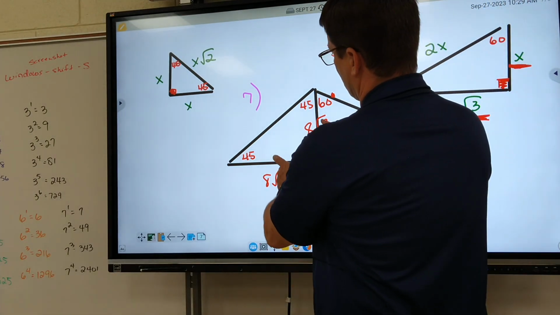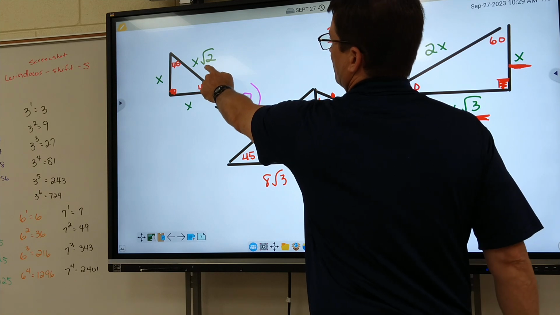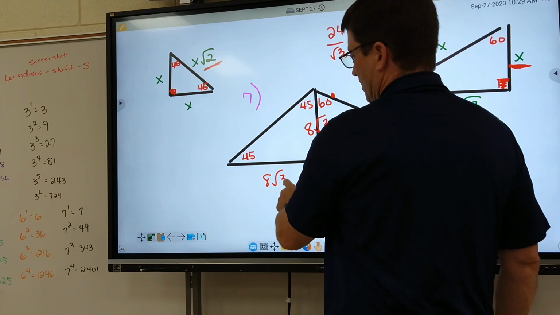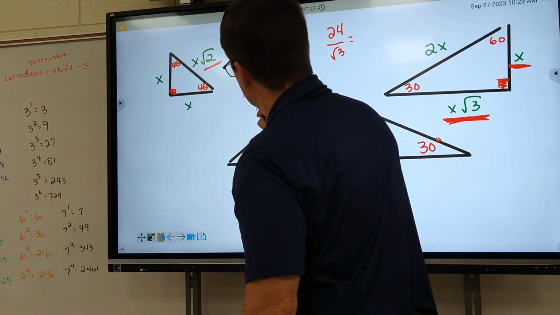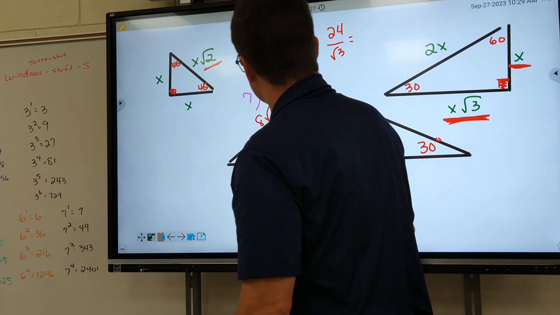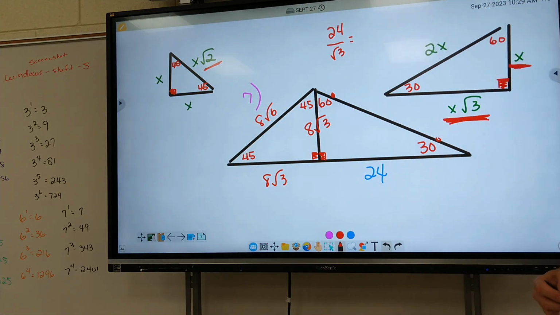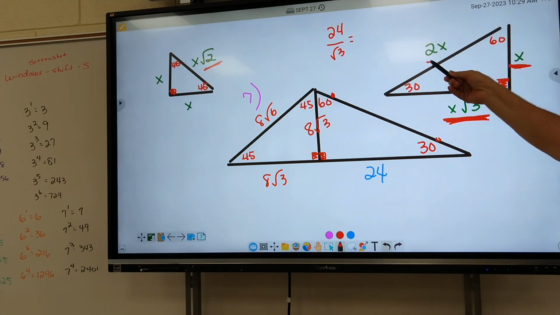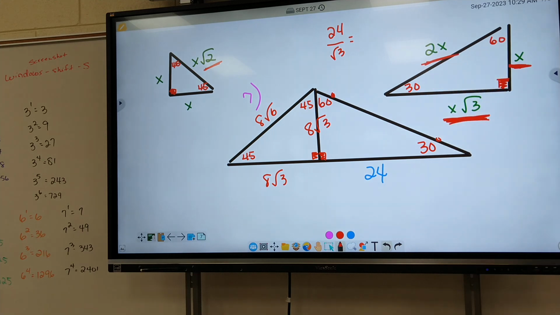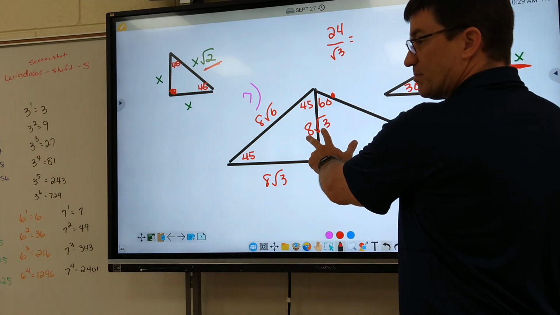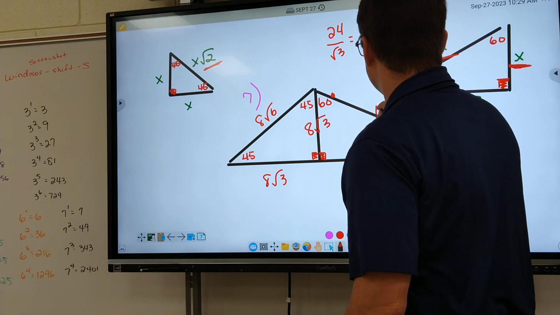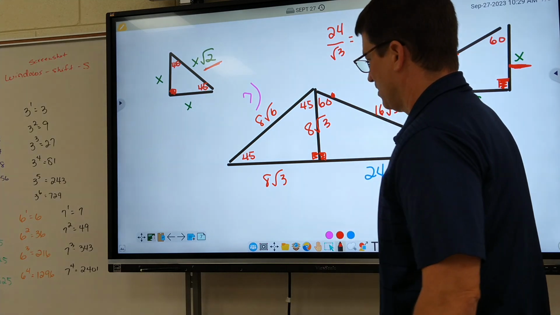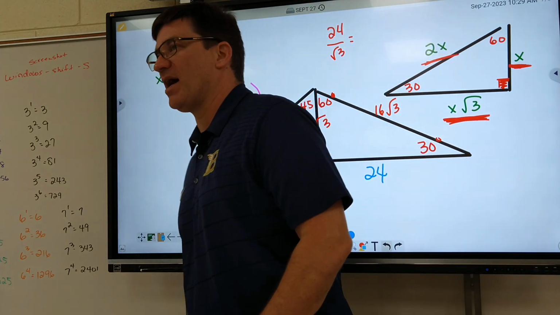All right, to find this side, it says you just multiply by root 2. So root 3 times root 2 will give you 8 root 6. And the last side is the hypotenuse. It tells me right here, times it by 2. Which one of these numbers can I times by 2? The 8, so it's 16 root 3. All right, I helped you on 7. Y'all try 8 now. Maybe you can get it.